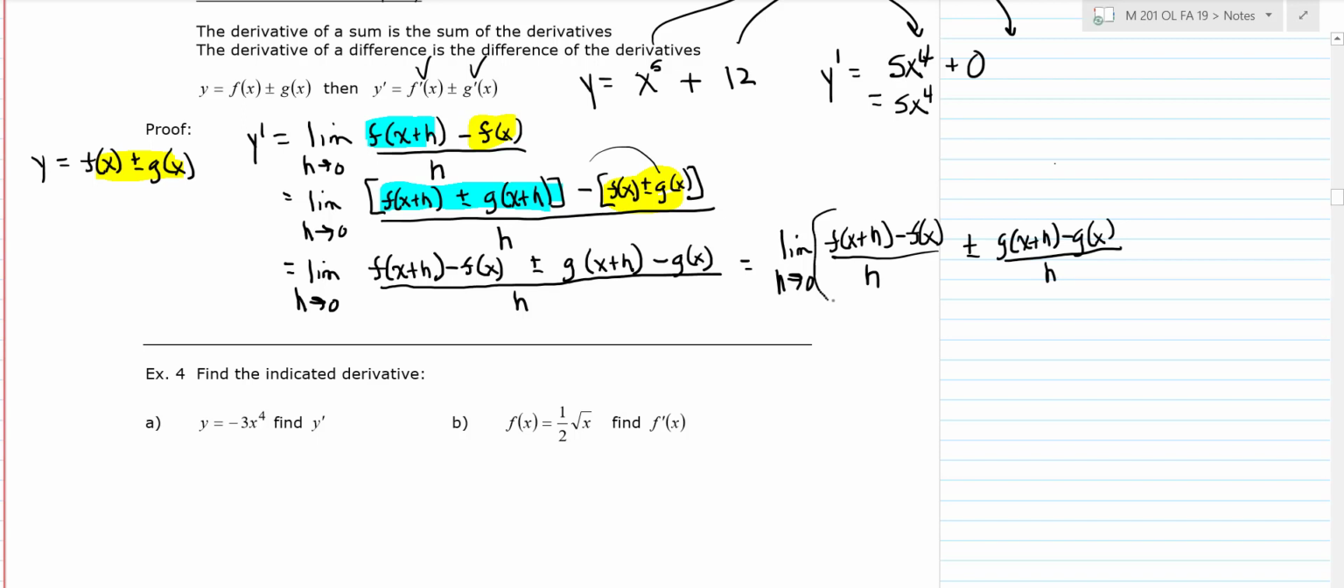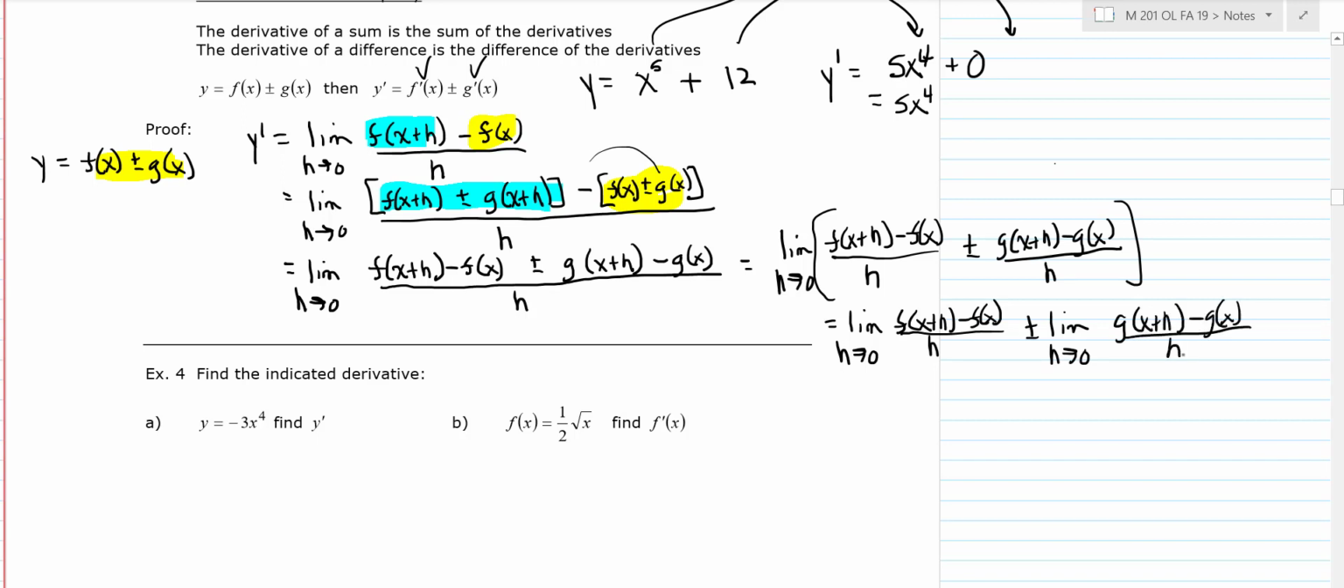Well, remember what we learned: the limit of a sum is the sum of the limits. So we could write this now as the limit as h goes to 0 of f of x plus h minus f of x all over h, plus or minus another limit as h goes to 0 of g of x plus h minus g of x all over h, like that. Now what I did is apply a limit law. So you have to learn limits before you learn derivatives. These derivative rules are intimately tied to the idea of limits.